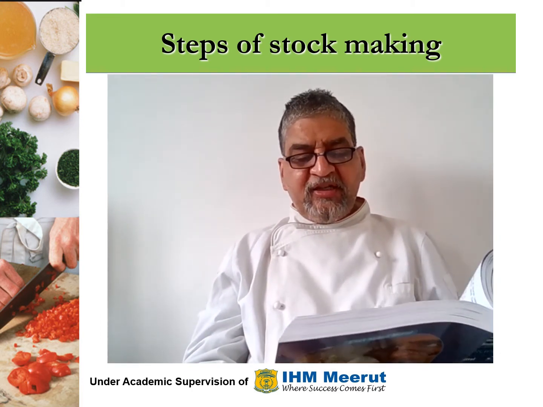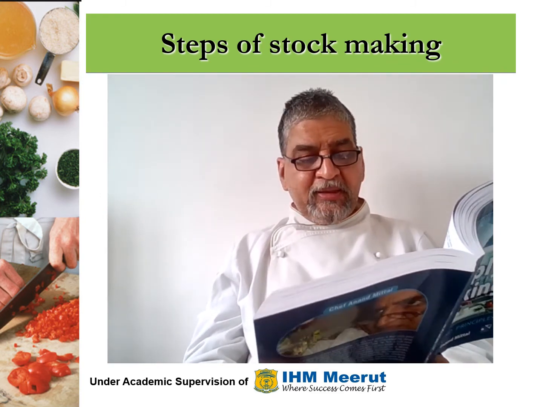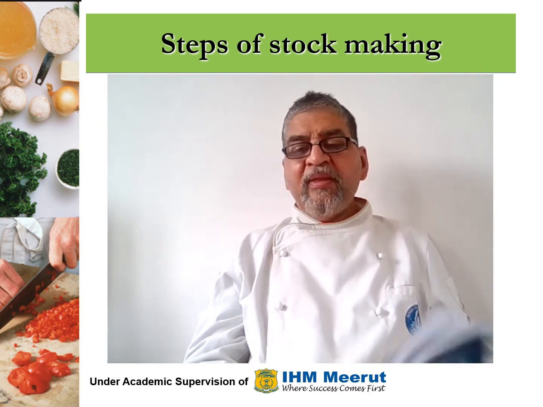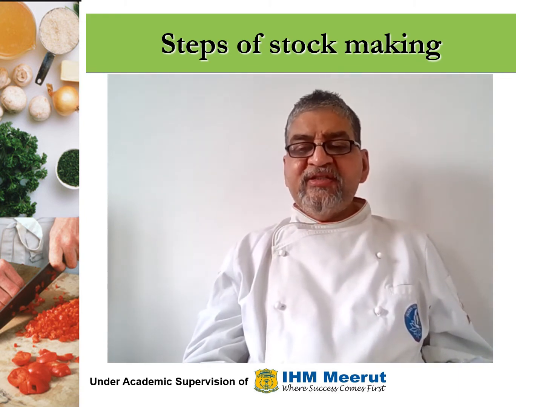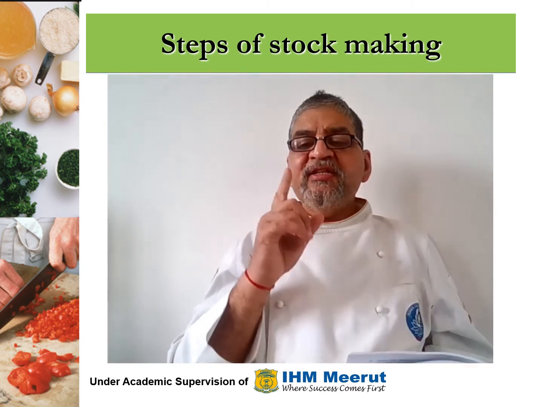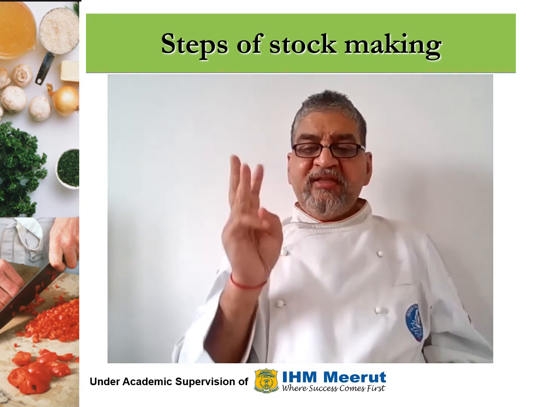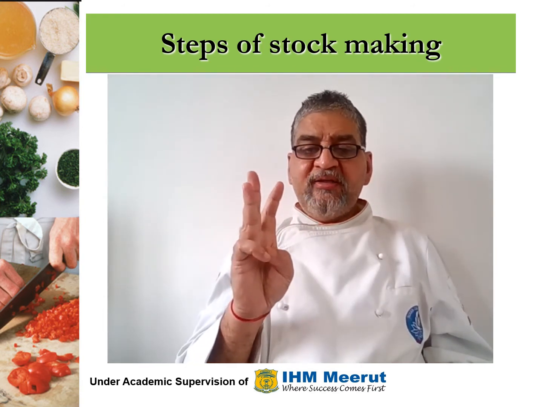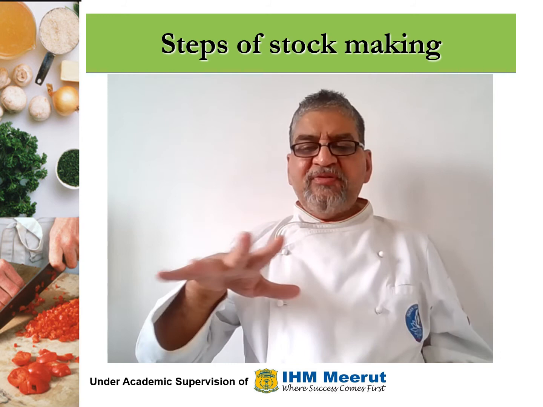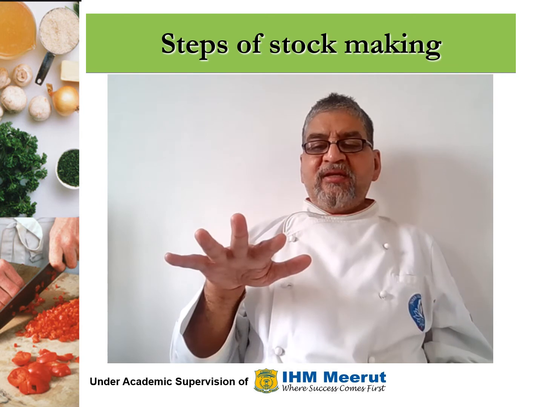Skimming. Then the third point to know about stock making is simmering. The temperature of the liquid should be between 90 to 95 degrees centigrade. When we are heating liquids, there are different degrees to which liquids are heated. The first degree is simmering. The second higher degree is poaching. And the third highest degree is boiling. Simmering is when the surface of the water is slightly moving. Then we say that the water is simmering.